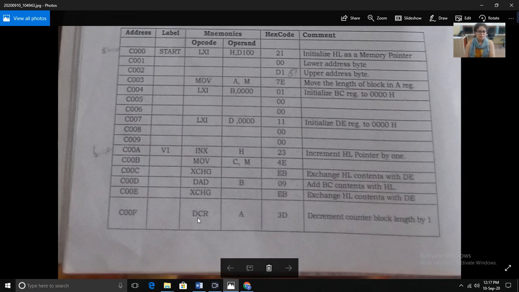Now this is decrement, DCR A. Decrement is used to decrement the contents by 1. So we are decrementing the block length in A by 1. Why are we decrementing? We have to decrement the counter, the block length, by 1, because we have to perform addition of all the numbers. You know what a counter is? A counter is used to count the steps. So that's why we are using this counter, and it is decremented. When it reaches 0, it means we have completed our task.